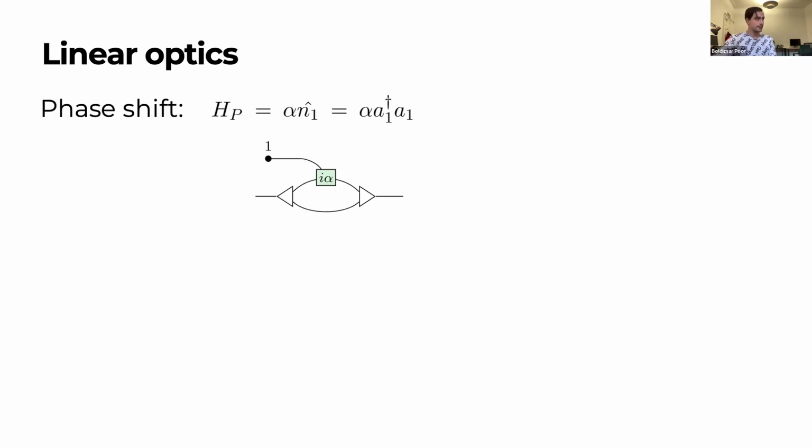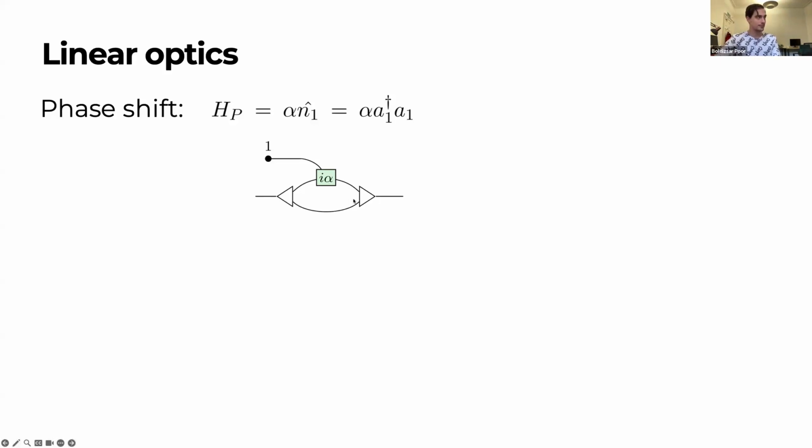And lastly, the interesting part is to actually express linear optics. So if you have done some photonics or optics, you are probably familiar with the phase shifter or phase shift. And the Hamiltonian of this operator is given as follows. So some alpha times the creation and annihilation operators. And if you put together the previous slides, then you get the following diagram.